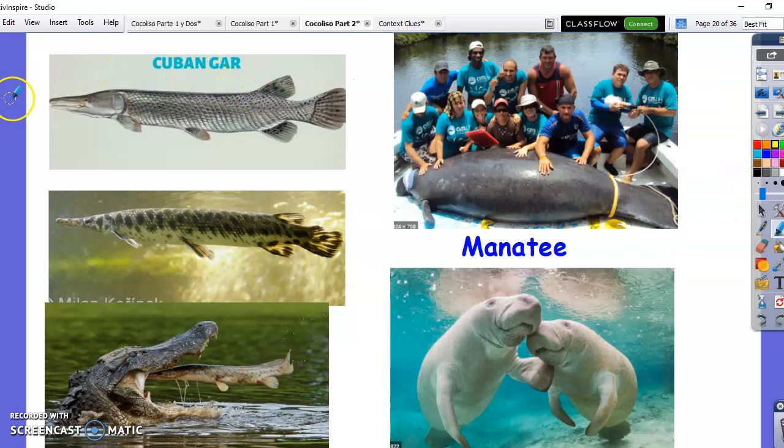I included some pictures of a Cuban gar. And here's a picture of an alligator eating one to show you the size, not just to show you terrifying pictures. This is a manatee. He said it's harmless because it's like a big aquatic cow. It's just a big cow that lives in the water. It eats plants, and look, they're very inoffensive and very harmless.